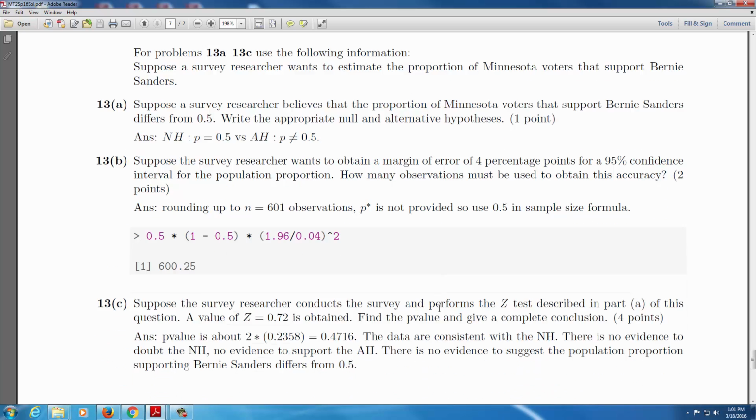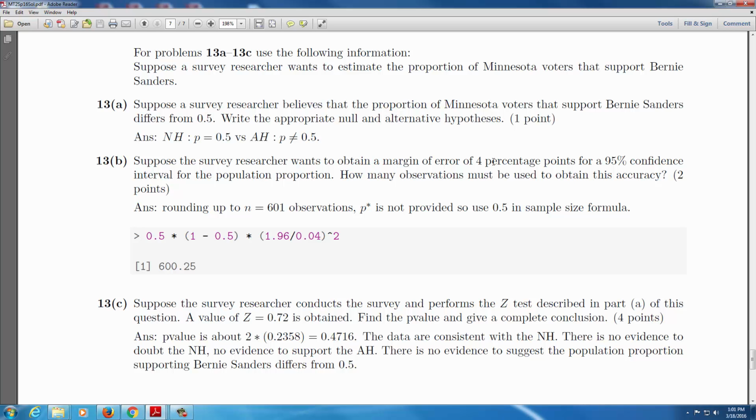On the next and last page, problem 13, we want to know whether the population proportion supporting Sanders differs from 0.5. That would be a null hypothesis that p is 0.5, and the alternative is that p is not equal to 0.5. That was 1 point for that. For the margin of error, getting a confidence interval to have 4 percentage points, that's an m of 0.04.